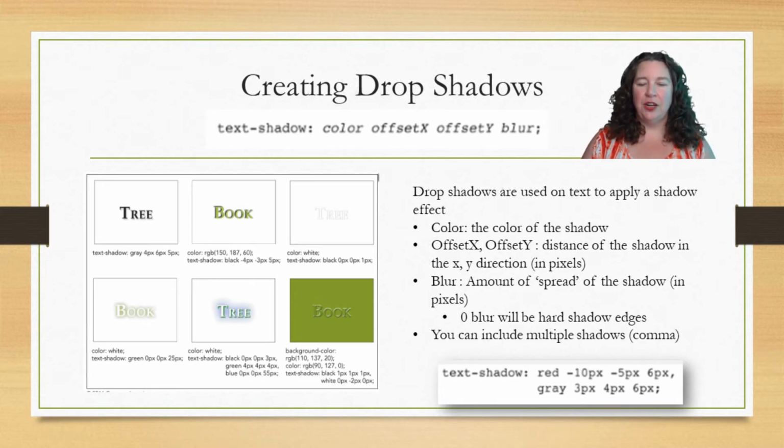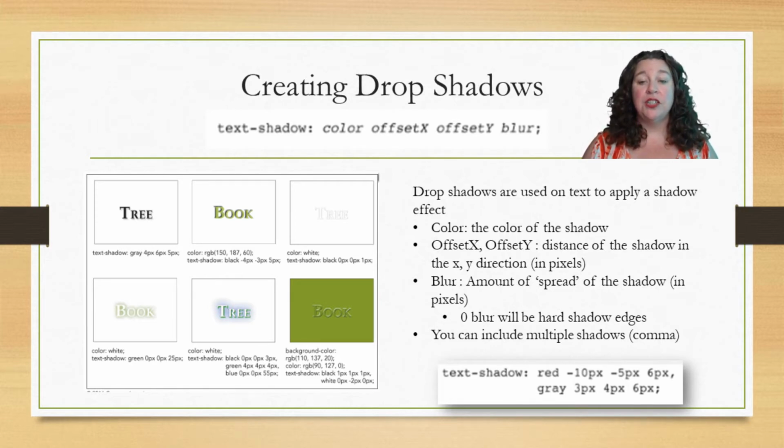So a text shadow, you give it a color, and then you give it its offset. How far do you want to go off of your X and Y direction? So your horizontal and vertical direction in pixels. And then the last number, so there are 3 numbers: offset X, offset Y, and then your blur. How much do you want to spread that shadow? So we're going to go up, we're going to go over, and then we're going to spread.